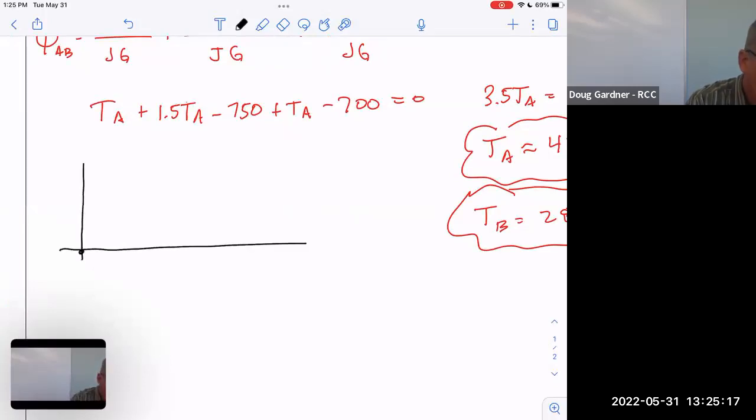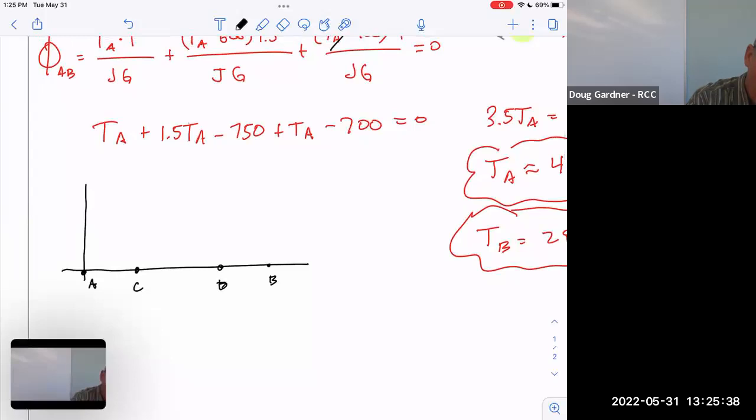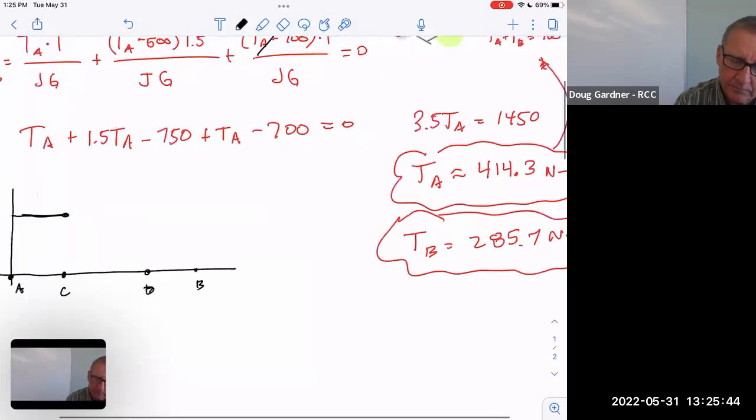So let's see, this thing went from A to C to D to B. So this is A, try to draw it at least roughly to scale, to C, and then B. D was pretty big. And then B was about the same size as on the other side. So it looks something like this. So we're 414 all the way from A to C. You agree with that? I'll just round it off.